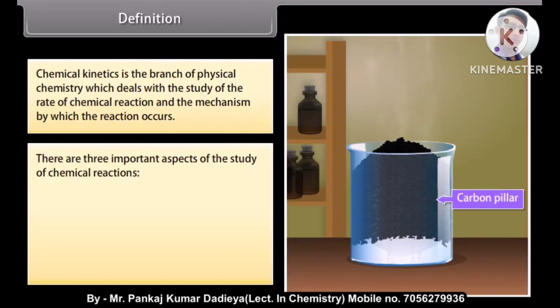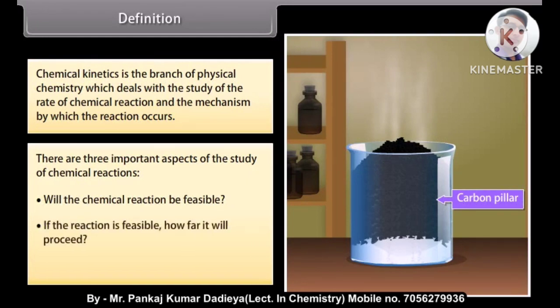There are three important aspects of the study of chemical reactions. Will the chemical reaction be feasible? If the reaction is feasible, how far will it proceed? How fast a reaction would occur?